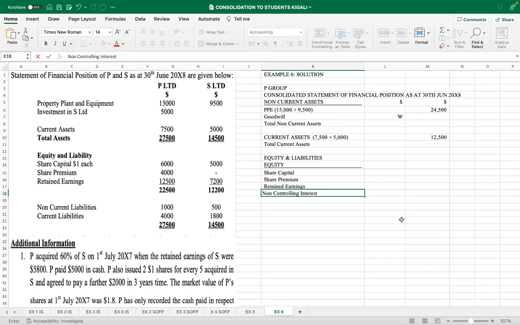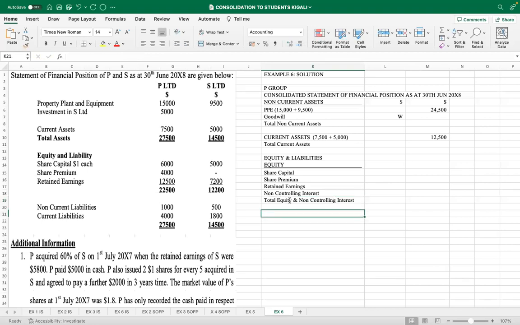You add non-controlling interest to give you total equity and non-controlling interest. Total equity and non-controlling interest. And then we go to non-current liabilities, which we have been given, but if there is some deferred cash, we will account for it as a non-current liability.